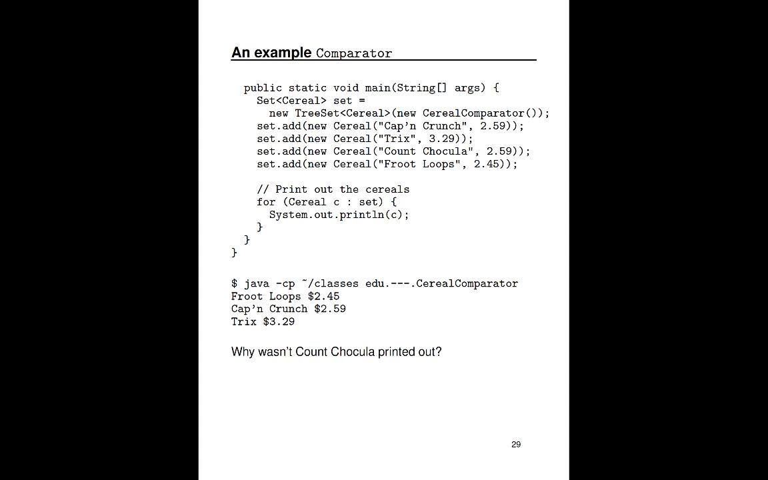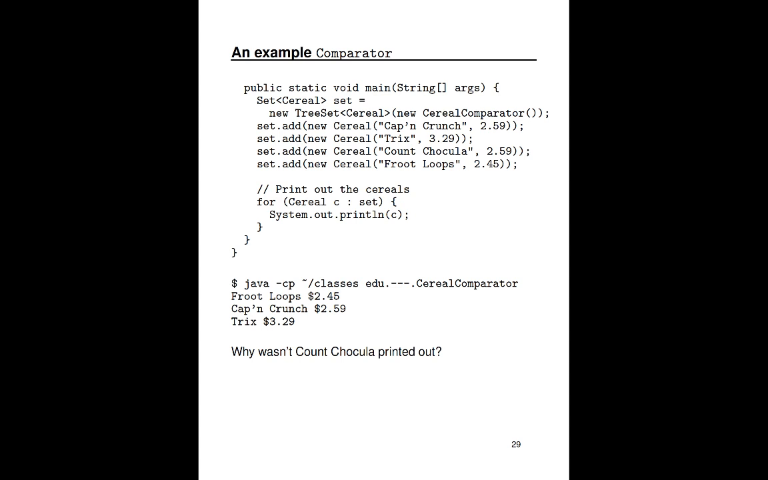Here's where we'll see Comparator in action. We'll create a new TreeSet object, a TreeSet of Cereal, and provide it with a new instance of the CerealComparator class. And now, as instances of Cereal are added to this sorted set, they will be sorted based on their price. And you see that when we print it out, right? We added Captain Crunch, Trix, Count Chocula, and Fruit Loops, and then we print them out ordered by their price. The least expensive one is first. So Fruit Loops at $2.45, followed by Captain Crunch, followed by Trix. Again, these aren't in alphabetical order, they're ordered by their price.